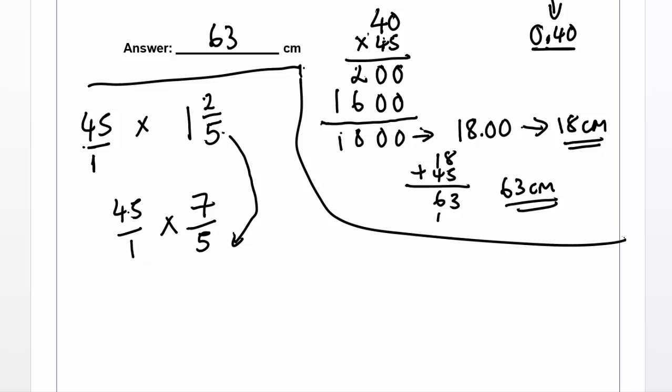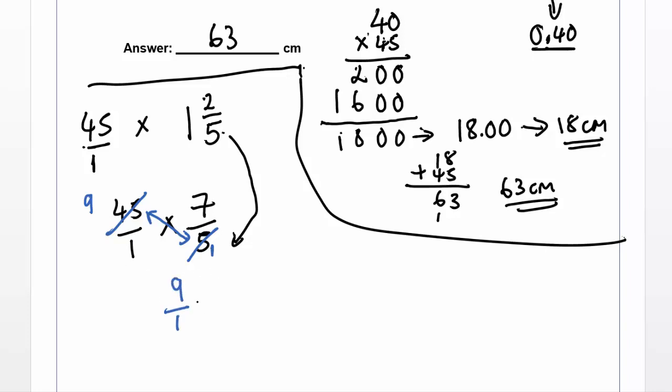So now I've got 45 over 1 multiplied by 7 over 5. Now, if you're good at cross cancelling, which I'm going to do a lesson on as well, you'll see what I do. We're going to cross cancel these values here. And I'm going to ask myself, can 5 go into 45? It can. It goes into it 9 times. So I'm going to cancel that down, and that's going to become 9. Can 5 go into itself? Yes, it can. It goes into itself once. So I now have a new fraction.